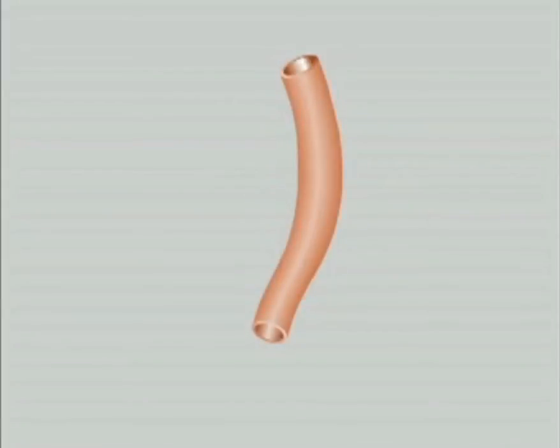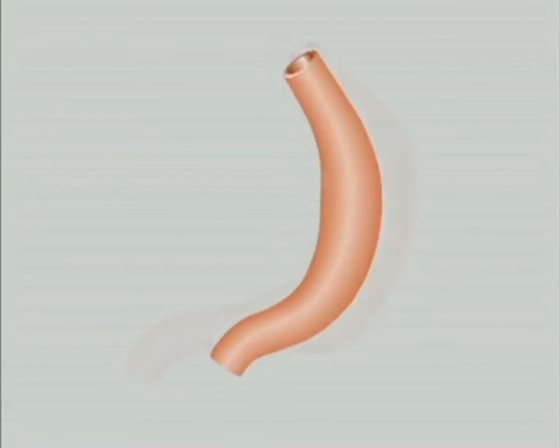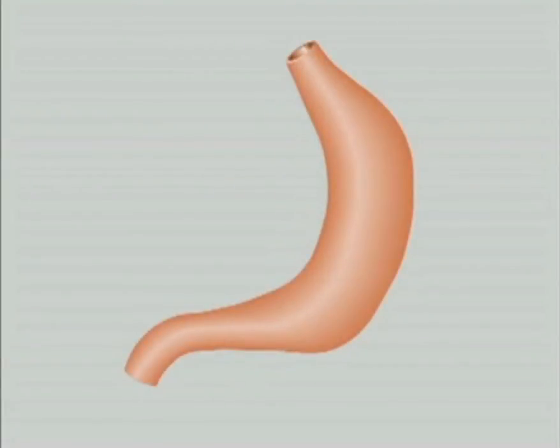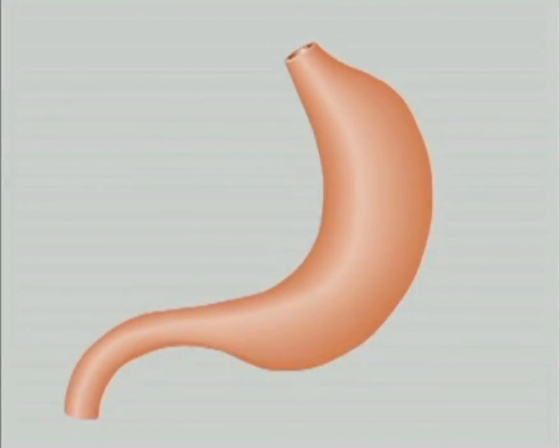Let's digress for a few minutes and look at a sequence of highly simplified diagrams. The foregut starts as a straight tube. As it develops, it rotates on its long axis, lengthens in a double curve, and expands to become the stomach and the first part of the duodenum.